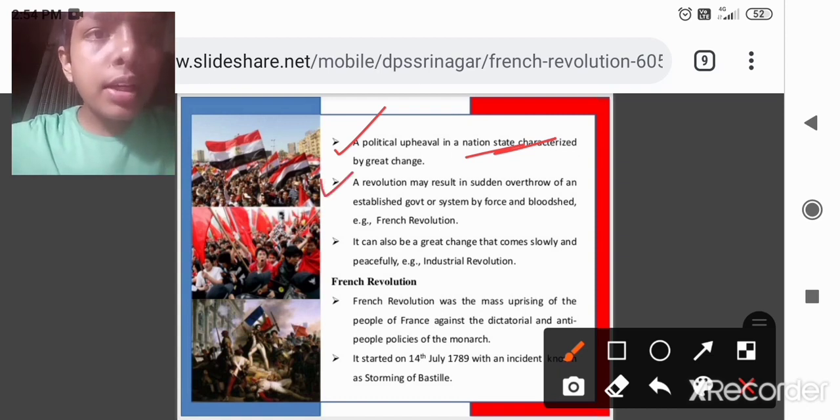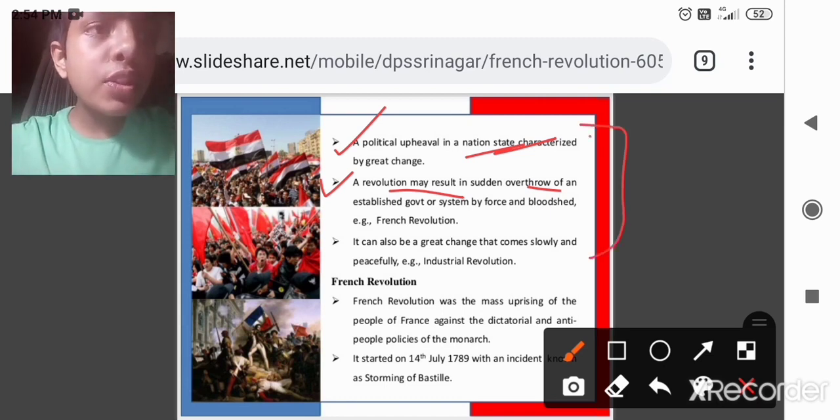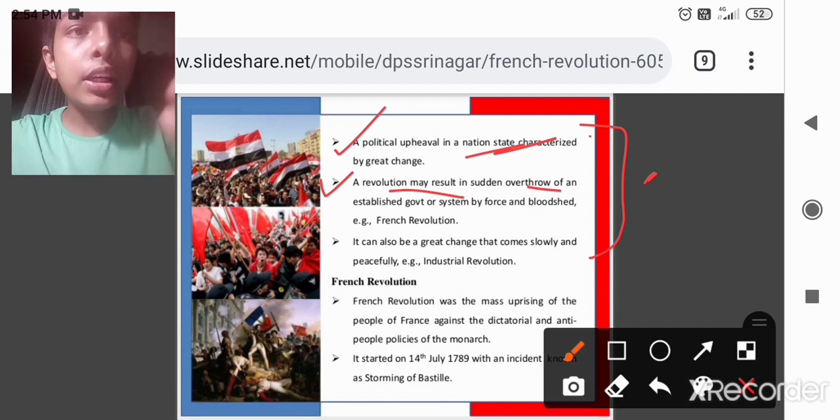Then the second point is that a revolution may result in the sudden overthrow of an established government or system by force and bloodshed. Example, the French Revolution. So these are just the facts, guys, about a revolution, basically not about the French Revolution, but a normal revolution only.